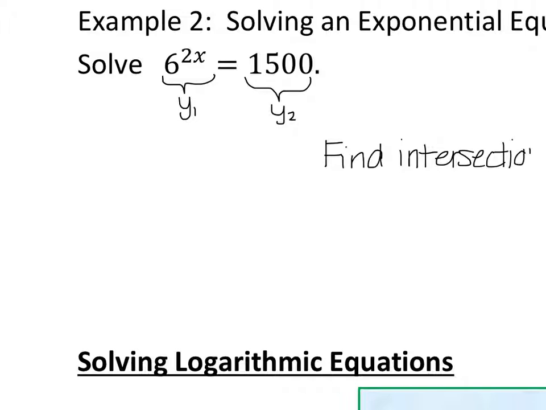Second, trace, and then number 5 is intersect. You may have to change your Y max to be bigger than 1500, just FYI. But you do second, trace, 5, enter, enter, enter, after you have them in Y1 and Y2. Yeah, you're supposed to do this. And tell me what the X equals, rounded to 2 decimal places.